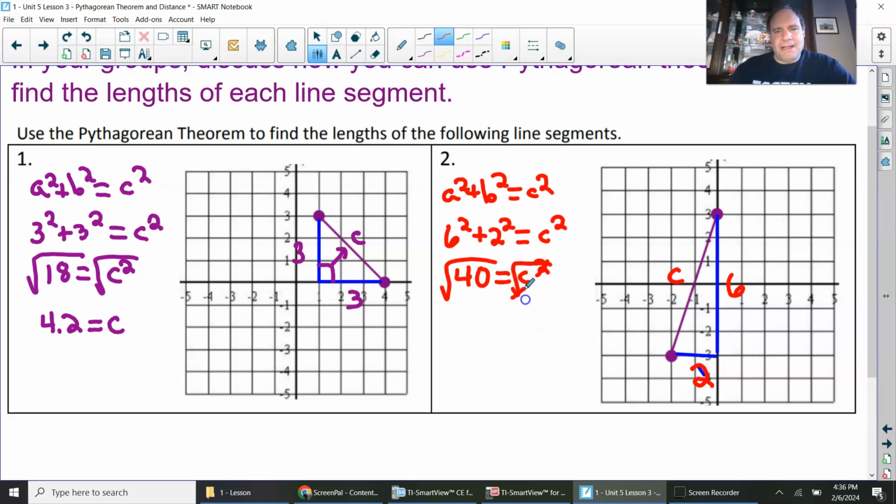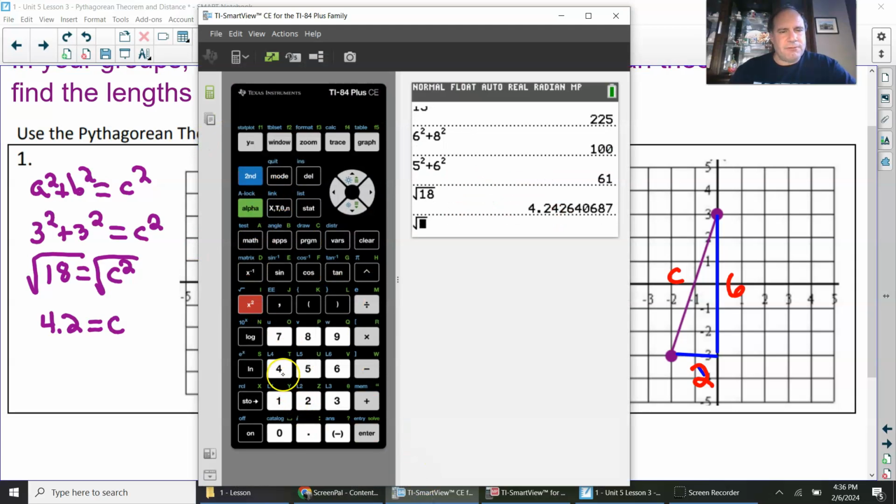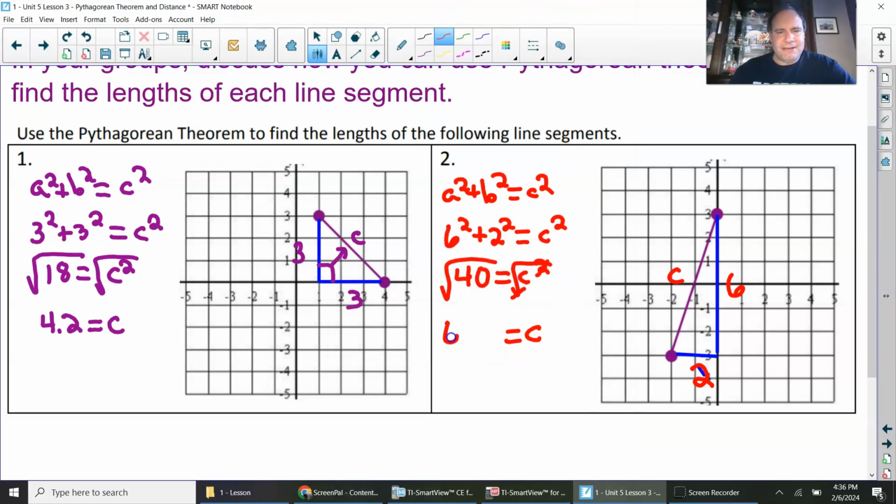And then you get c equals square root of 40. Second function, square root of 40. Enter. 6.3 would be your answer, rounded to the nearest tenth. And that's how you would figure out the length between 2 points of a line segment.